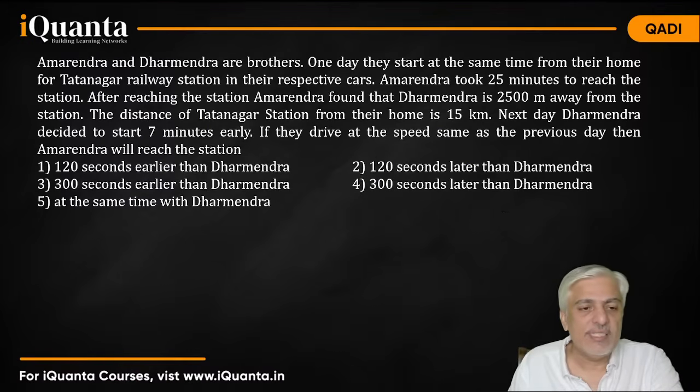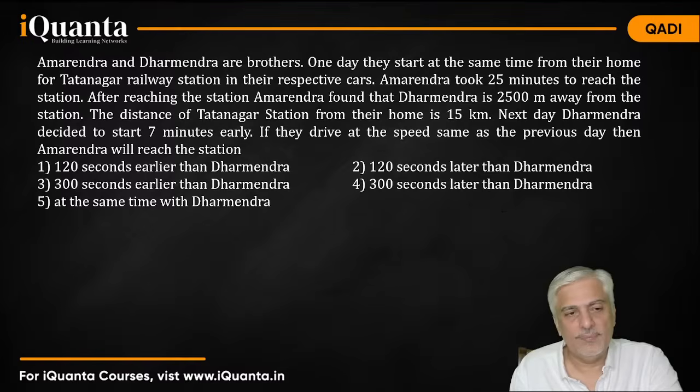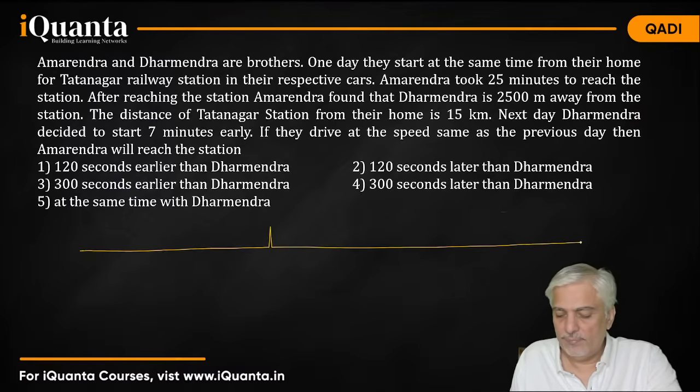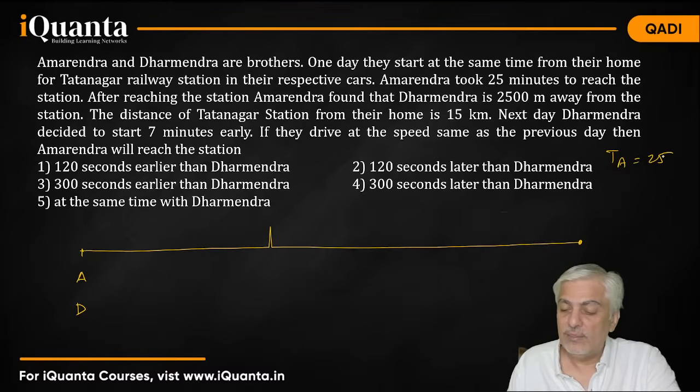Last question from time, speed, distance. Typical question of XAT where the reading is much longer. A and D are brothers. One day they start at the same time from their home for Tatanagar railway station in their respective cars. A took 25 minutes to reach the station. Time taken by A, 25 minutes to reach the station.